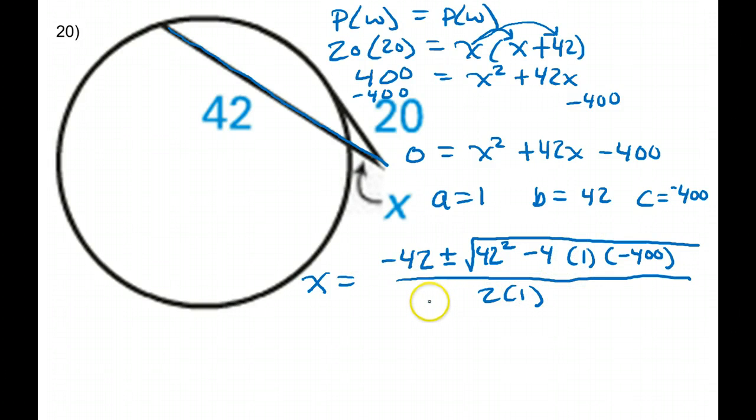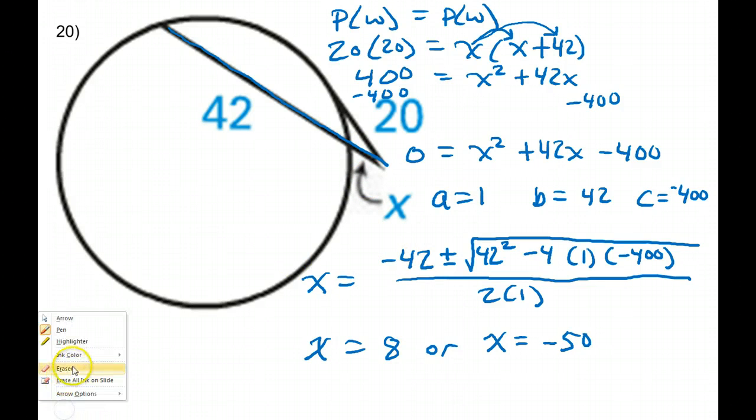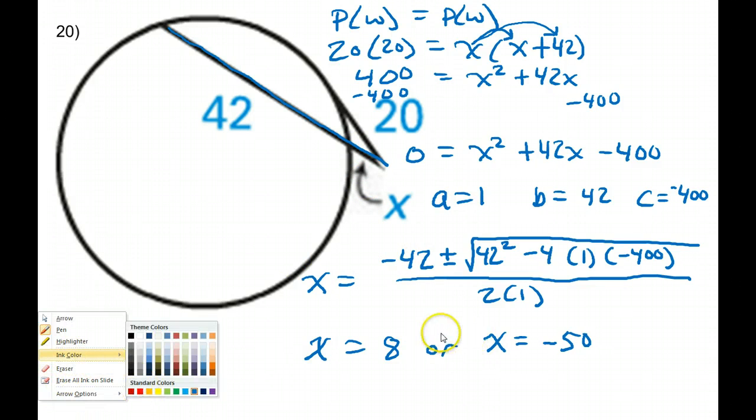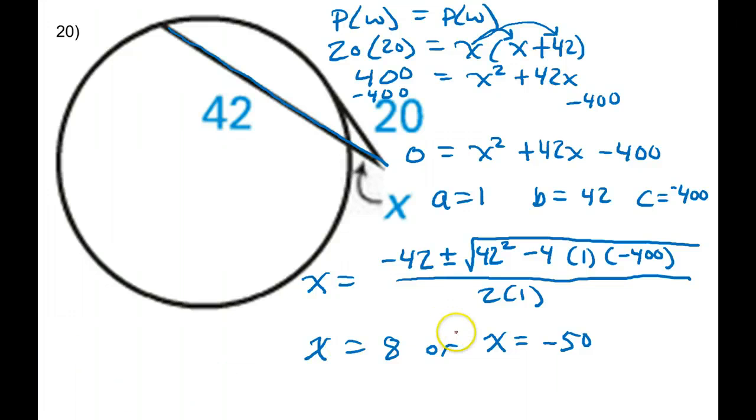Put this in your calculator. Start with a positive and see what you get. All right, so I got x equals 8 when I typed it in with a positive sign. Now if I change that positive sign to a negative sign, I get a negative 50. But you cannot have a negative length, so that value is extraneous. So we will throw that right out. So x equals 8 is the only answer.